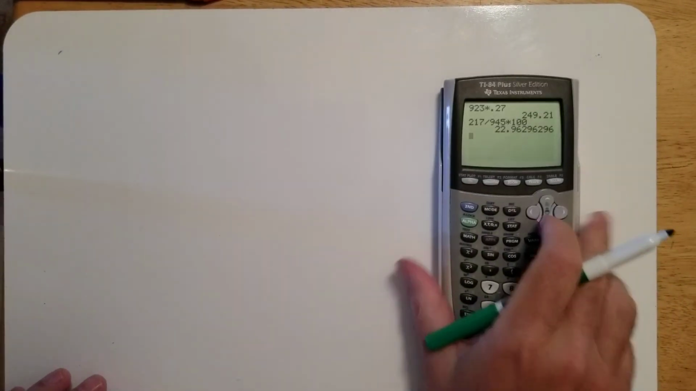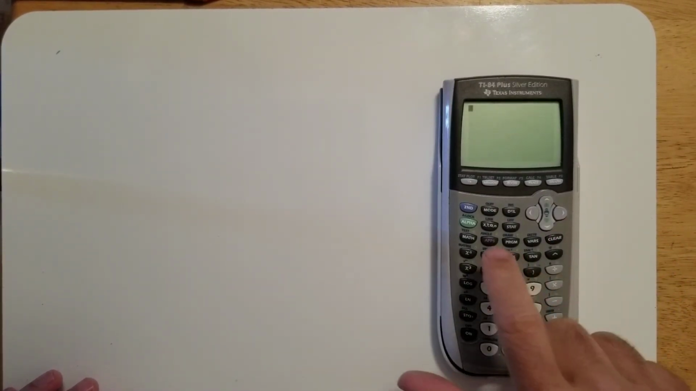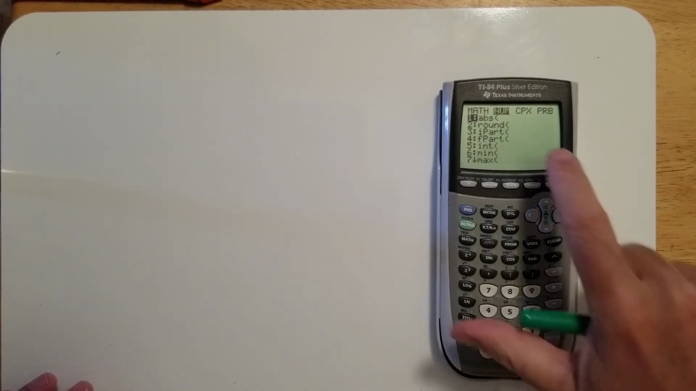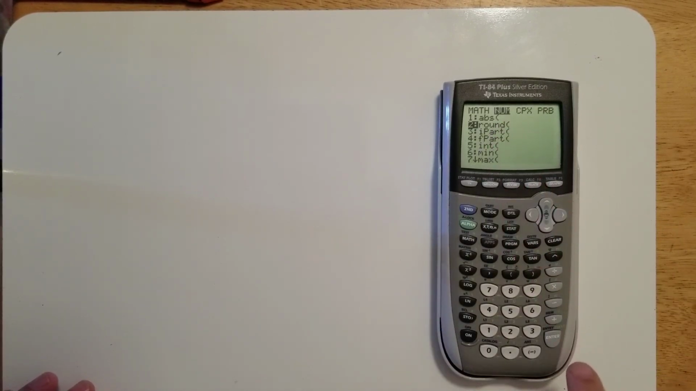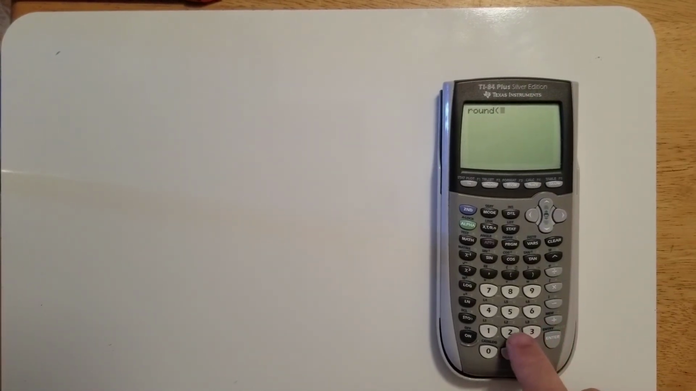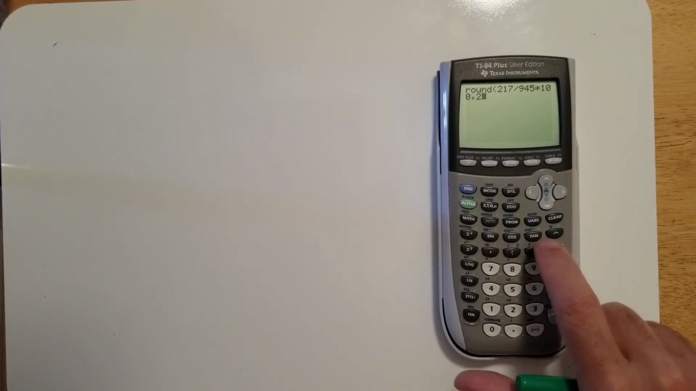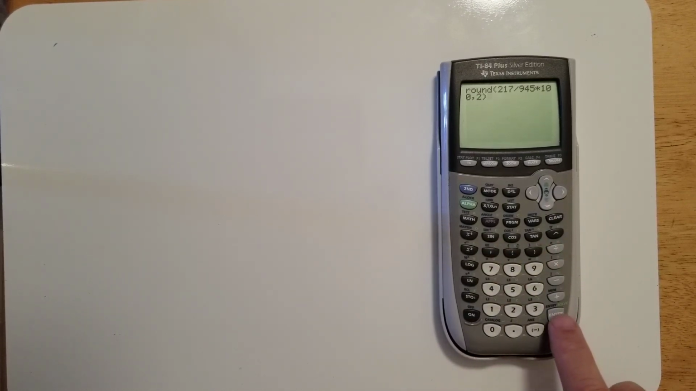Now, you can have the calculator automatically do that rounding for you by using the round feature. So if I use the round feature for that same calculation, I'll write this out. I go math, and the second thing on the math menu is num, and then if I arrow down to round, I can enter that calculation, which was 217 divided by 945 times 100. That's the percent that I want rounded off to 2 decimal places, and for it to do the rounding, comma 2.